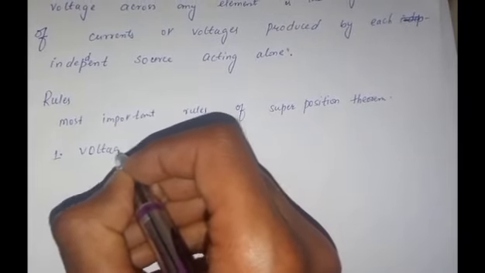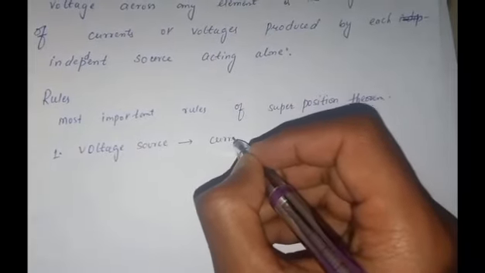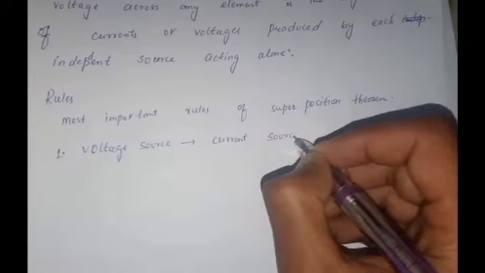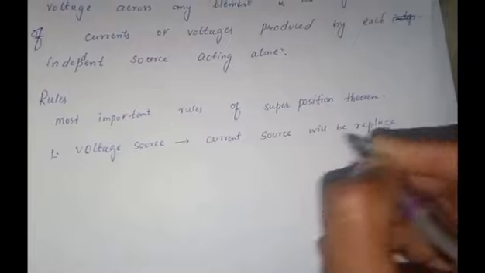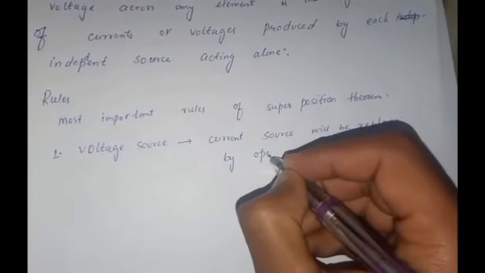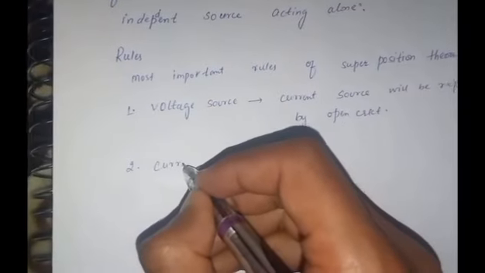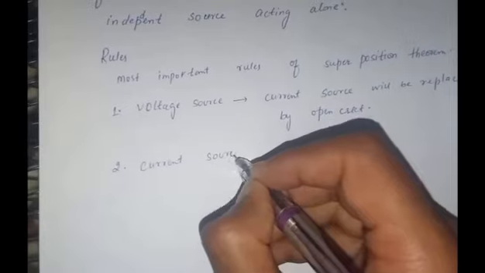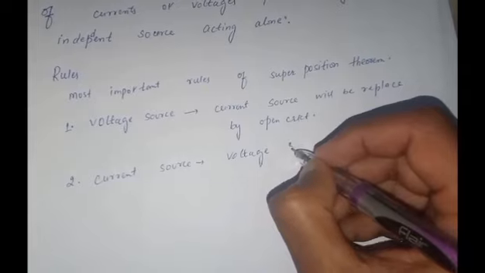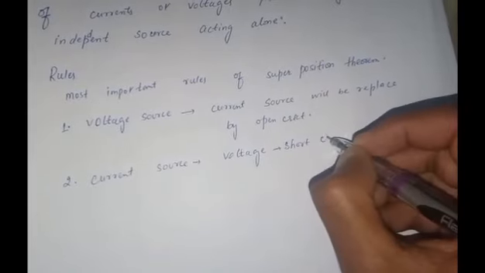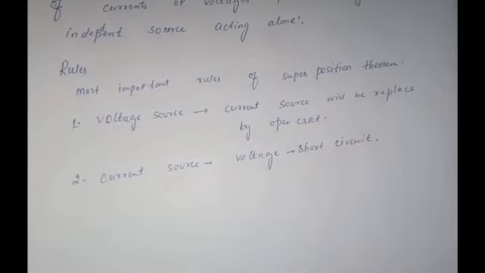The first rule is, if we consider the voltage source, then the current source will be replaced by an open circuit. And the second point is, when we consider the current source, the voltage source will be replaced by a short circuit. This is the basic rule of superposition theorem.